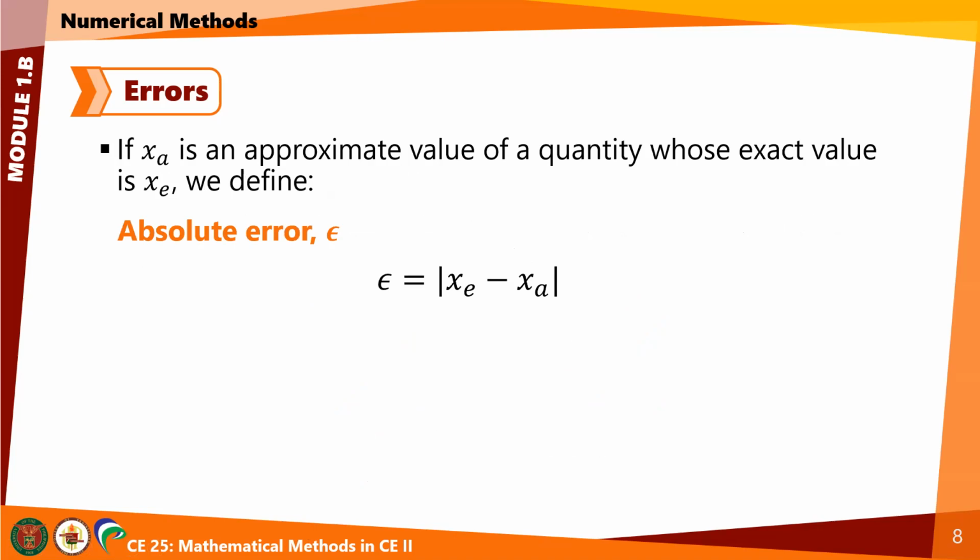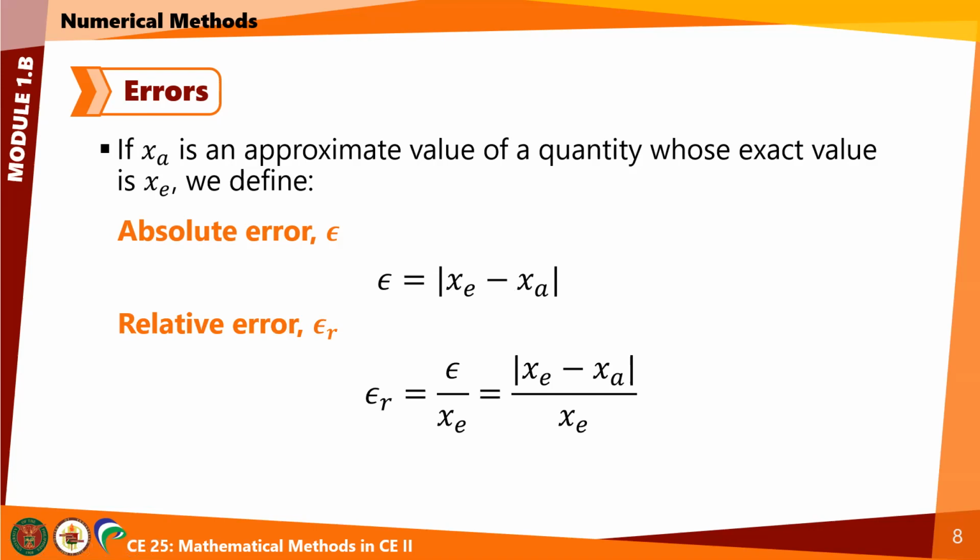So this is just the definition of error. Absolute error: xe minus xa. This is the exact value minus the approximate value, and take the absolute value. That's the absolute error. And we also have the relative error: xe minus xa over xe.